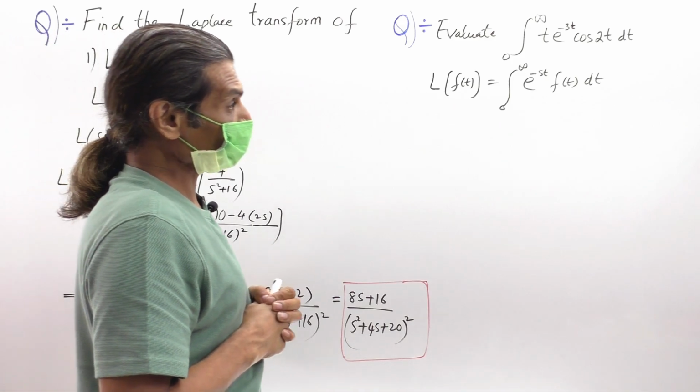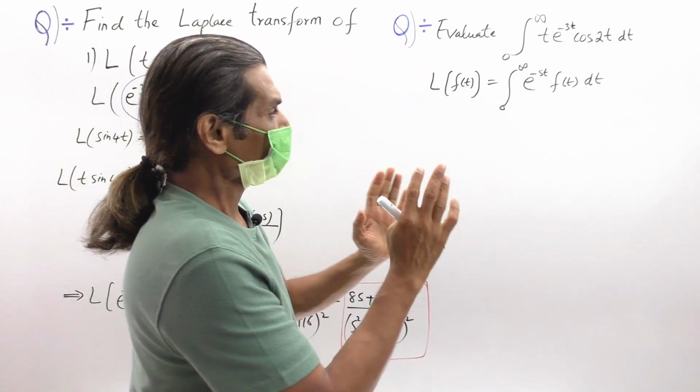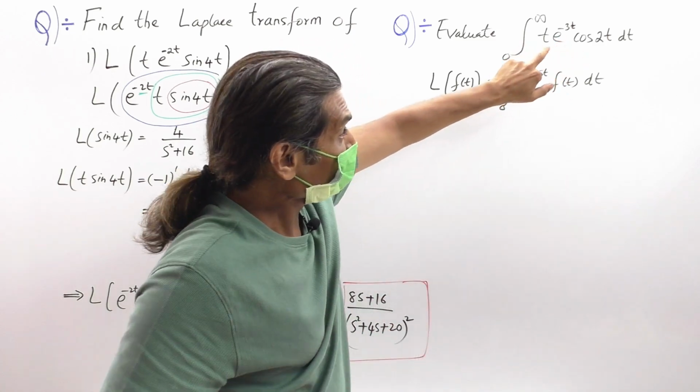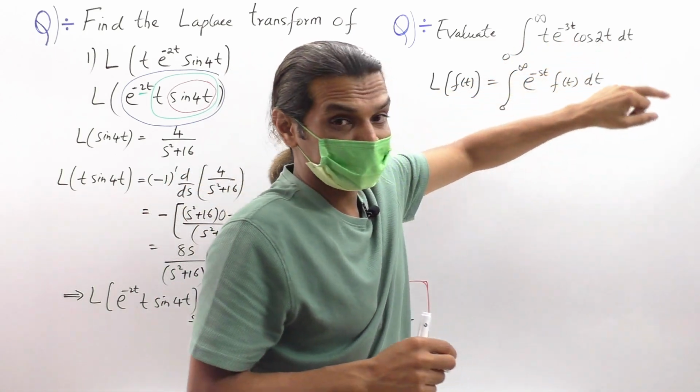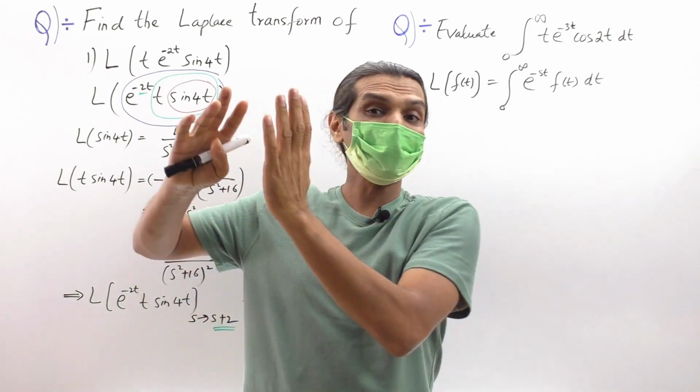Fine. Now, how to solve this? It's very simple. Just let's compare it. Here see, 0 to infinity t e raised to minus 3t cos 2t. So what I told, wherever e is involved, always take it first.